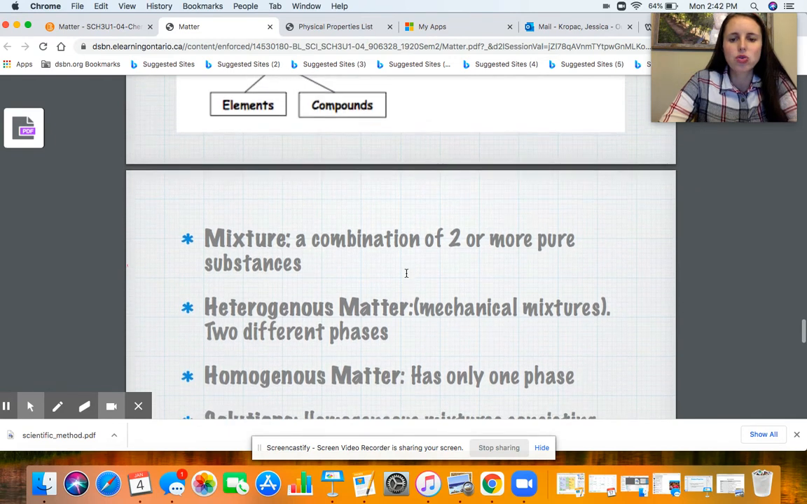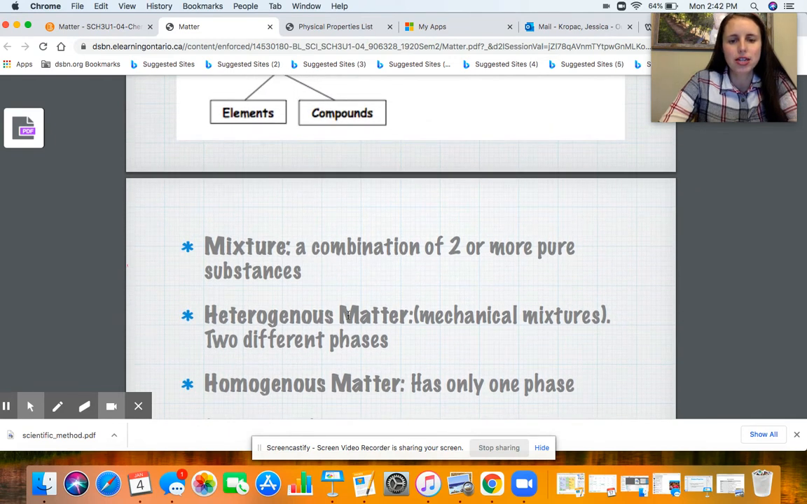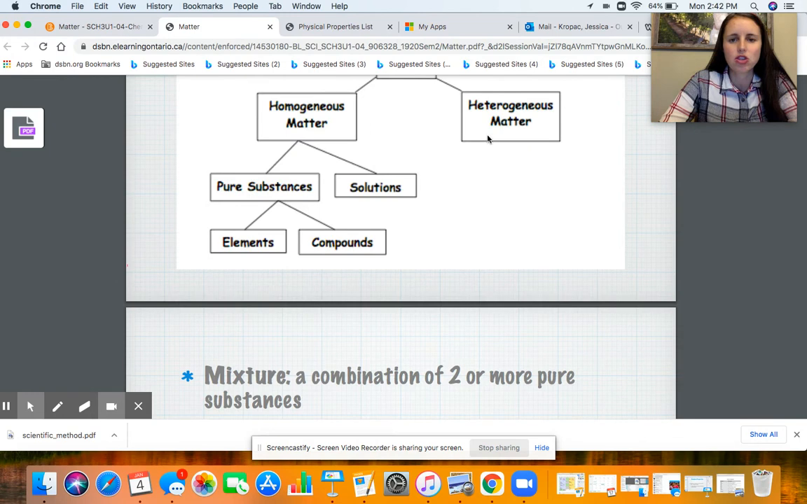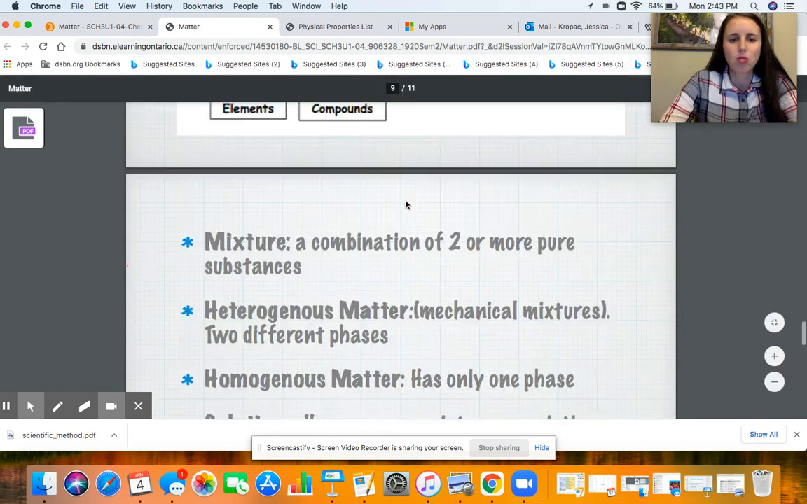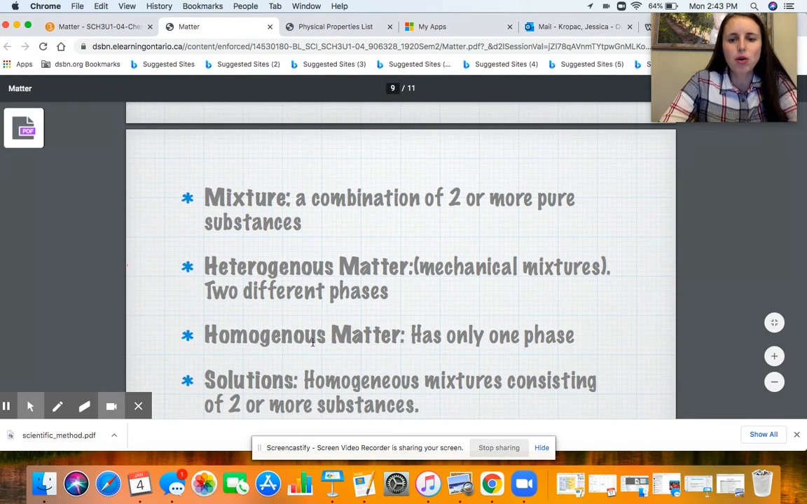You can have 2 types of mixtures, heterogeneous or homogeneous. So we've got our 2 mixtures, heterogeneous and homogeneous. Remember, homo just means the same, so it has only one phase. There's the same phase within it. By phase, I mean solid, liquid, or gas. So a homogeneous mixture is going to have one phase.